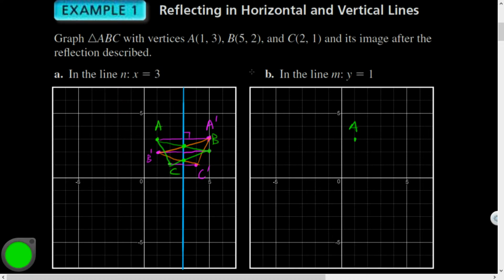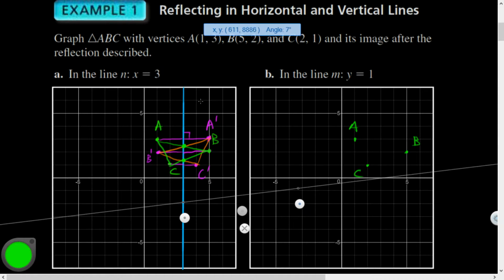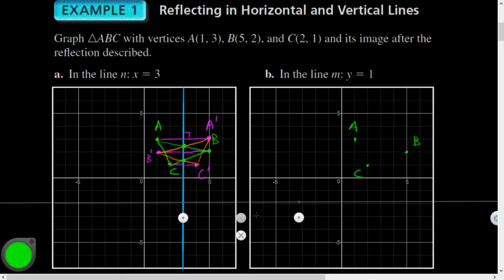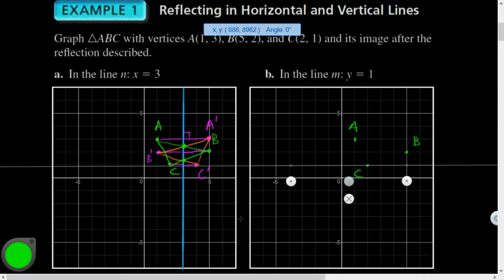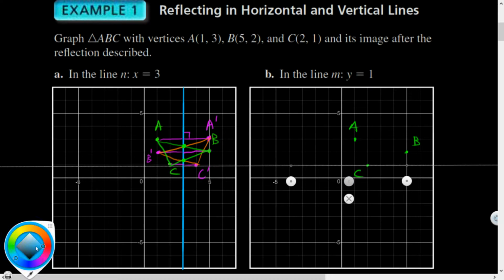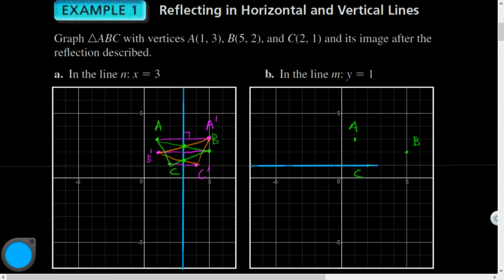So A, B, C. Maybe in the future I'll pre-graph these points so we don't have to just be plotting points all day, you know? So the equation of the line y equals 1, you could think about it as a line with slope 0 and a y-intercept of 1, I think is probably the easiest way to think about it. And so that's a horizontal line, right?